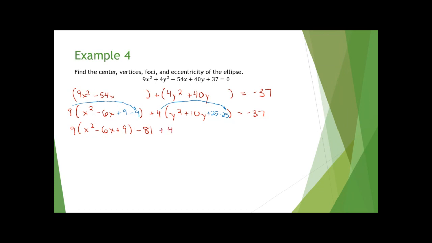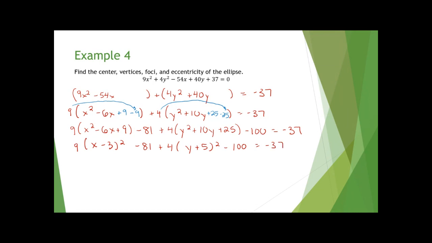And then I'm going to do the same thing with the next set. 4 times 25 is 100, so that's minus 100 equals negative 37. And I'm doing that so that I can have my trinomial that I can factor. So this is going to be 9, and then this factors to x minus 3 squared, and then minus 81 plus 4, then this factors to y plus 5 squared minus 100 equals negative 37.